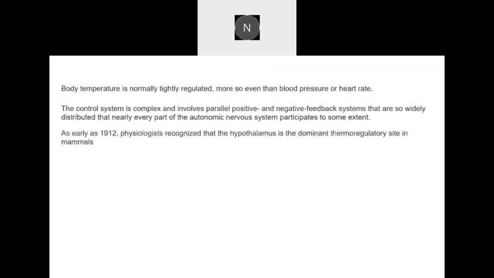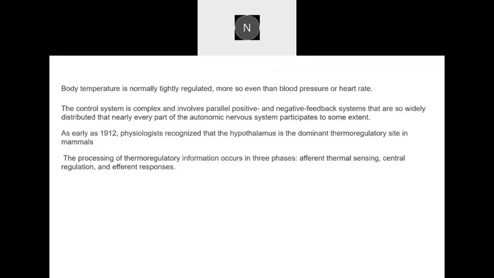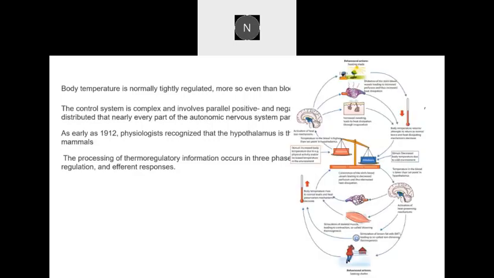As early as 1912, physiologists found out that the hypothalamus is the dominant thermoregulatory center in mammals. Processing of the thermoregulatory function has afferent input, central regulation, and efferent responses. So this is what is happening. This is a picture to show the imbalance: if there is an increase in heat, temperature goes up, so this side of the balance is up. The temperature in the blood is higher, and then immediately it is sensed in the hypothalamus.